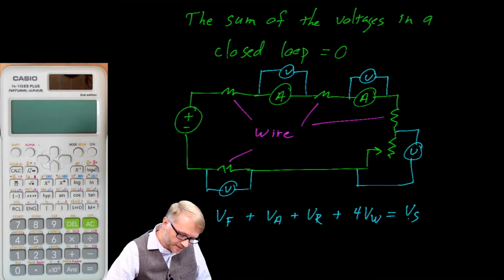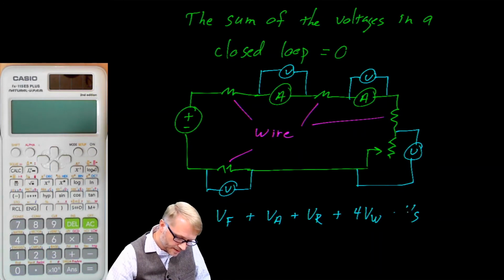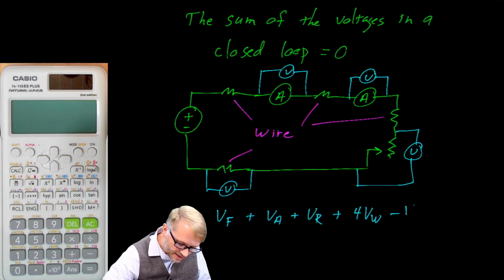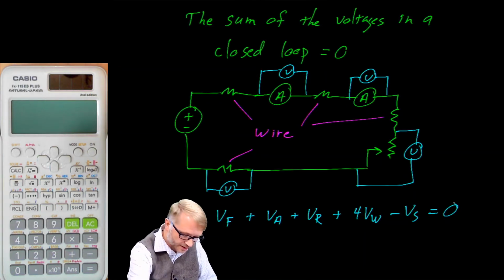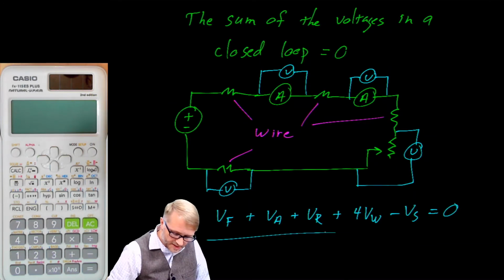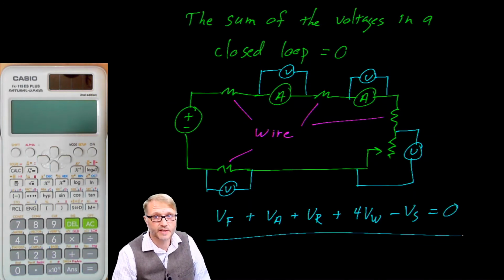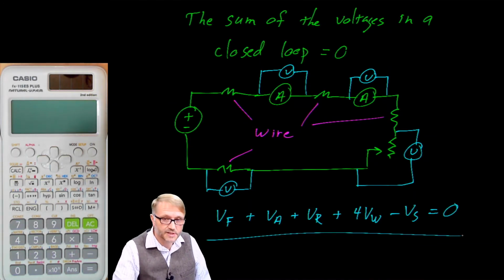By the way, if we took the power supply and dragged it over to the other side, if we took this power supply and said negative Vs equals 0, there it is. That's what it looks like. The summation of the voltages in a closed loop is equal to 0. And when you folks did this in the lab, the numbers were actually very, very close. You were down into the hundredths of a volt.